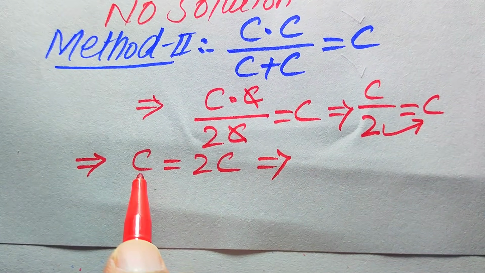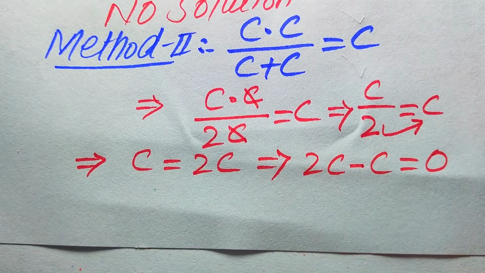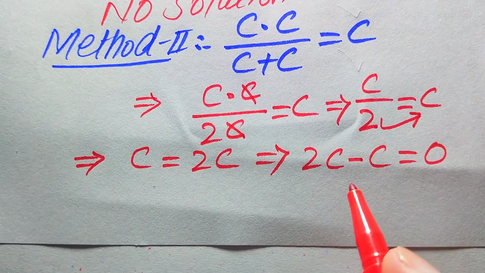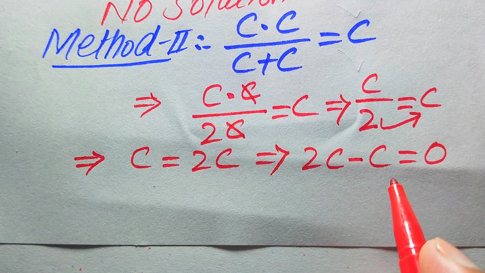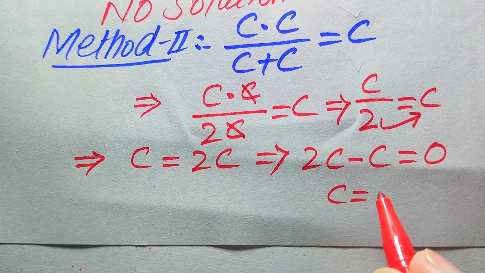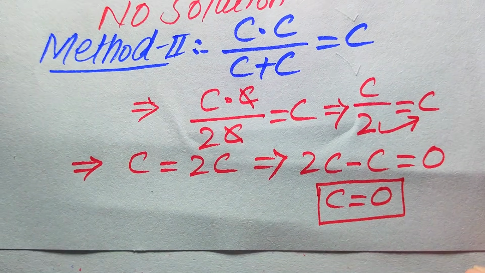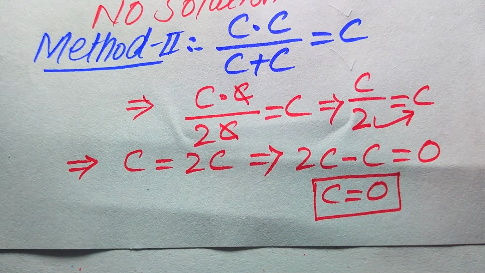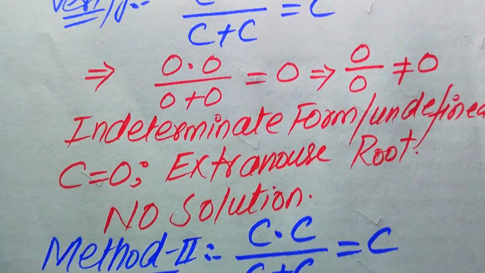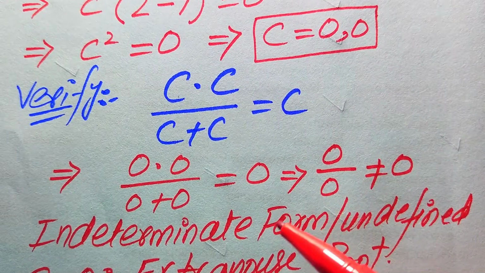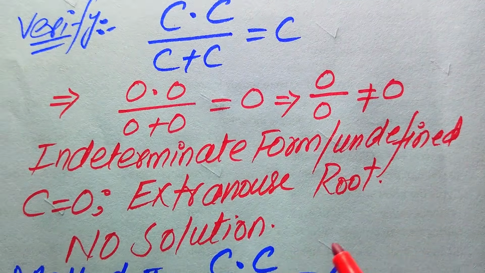And now in the next step we move the term c to the right hand side, and we get 2c minus c, and this whole equation is equal to 0. And now we need to subtract the like terms, and when we subtract 2c minus c, we will easily get here c is equal to 0. So you see that in the second method we again get the value of c is equal to 0, but in the first method we already verified that the value of c is equal to 0 does not satisfy our given question statement. Okay, so this is the whole procedure of verification.